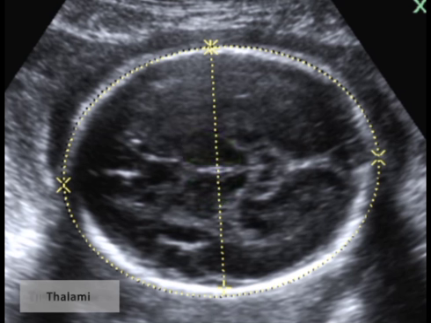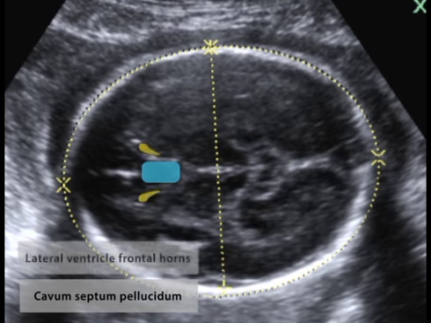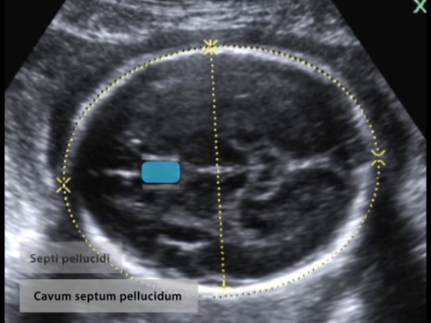The potential space between the thalami is the third ventricle, which contains a measurable fluid collection only when abnormally dilated. The cavum septum pellucidum lies between the frontal horns of the lateral ventricles and is the fluid-filled space between the two lamellae of the septum pellucidum.